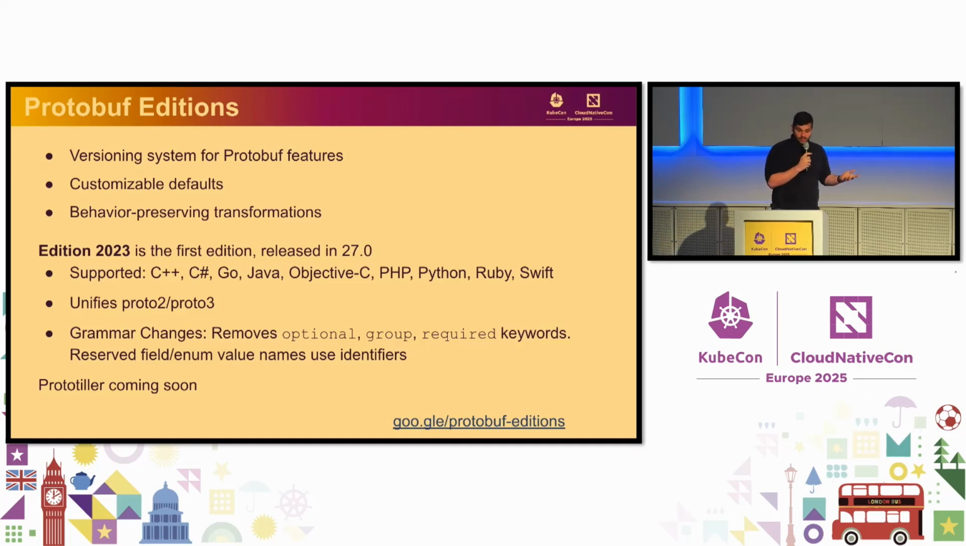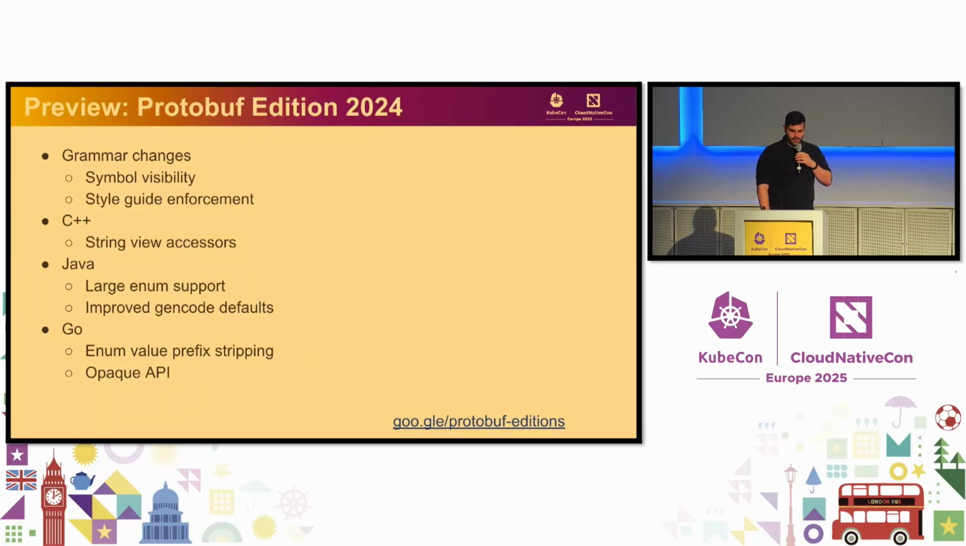In addition to all of this, the gRPC team is working on other improvements to how you develop using protocol buffers in the future. So I want to give one quick preview of the next edition, Protobuf 2024. You can expect a few great cross-language features like symbol visibility and style guide enforcement, as well as plenty of language-specific improvements.